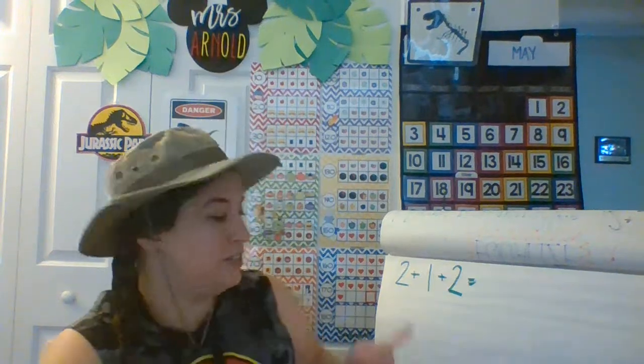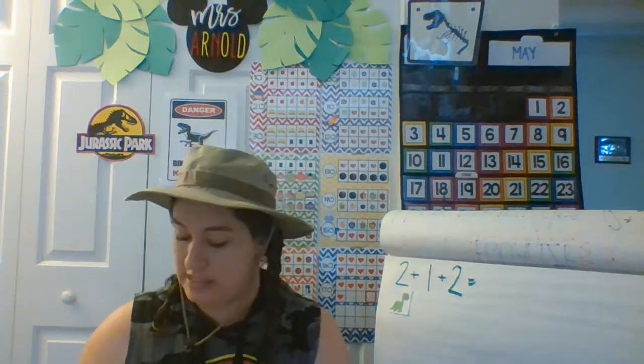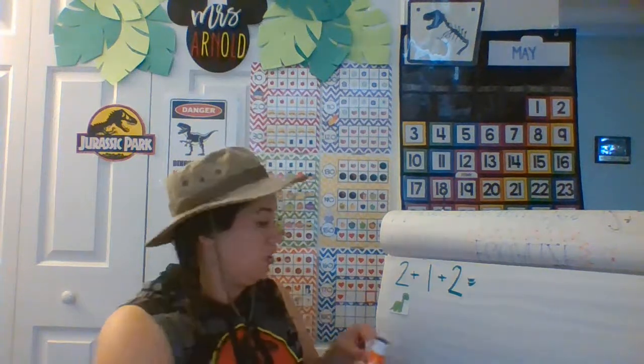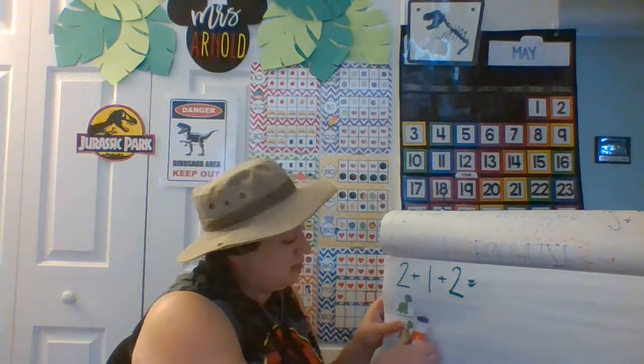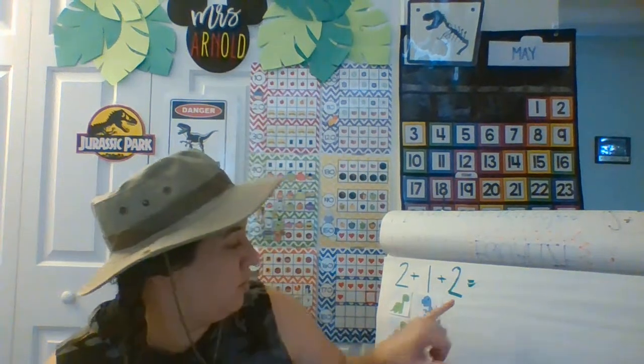So our first number is 2. So we have 2 green dinosaurs. These are the long necks, which are called brachiosauruses. So we have 2 of those guys. We have 1 blue T-Rex. He looks a little friendly. And we have 2 purple Triceratops.